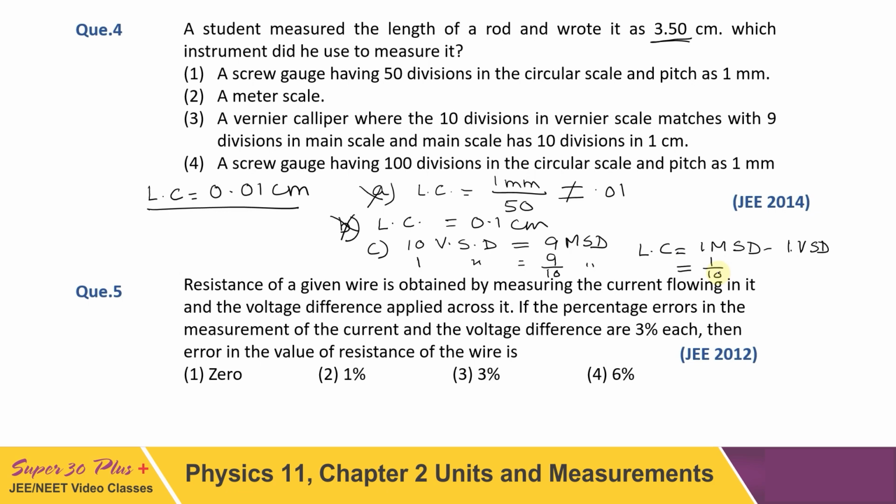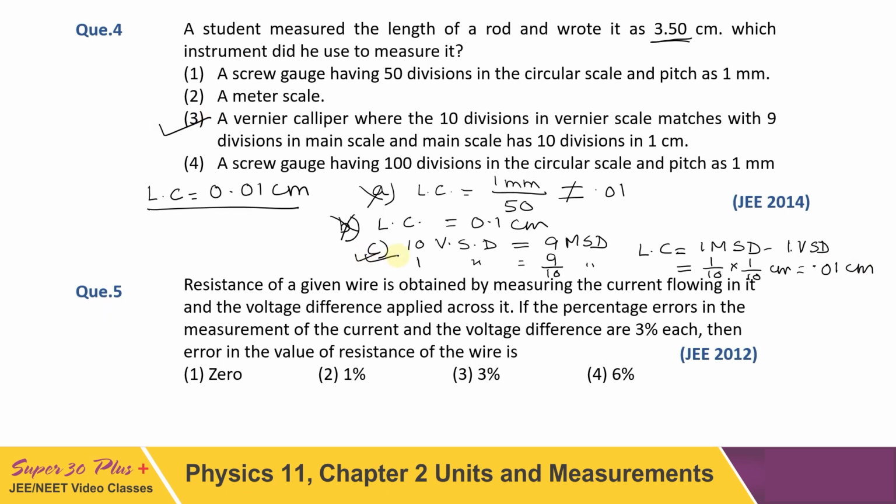Now what is 1 MSD? It is 10 divisions in 1 centimeter. So that would be 1 by 10 centimeter. This is equal to 0.01 centimeter. So the third option is correct and there is no need to check the fourth option.